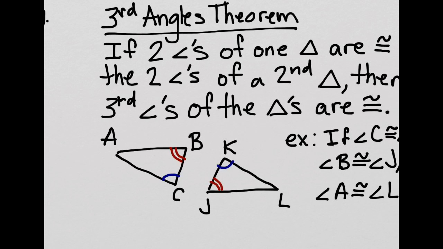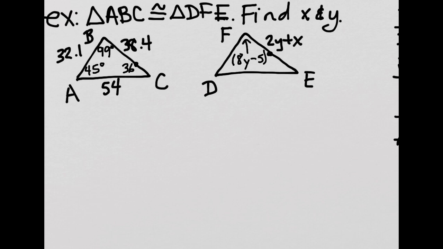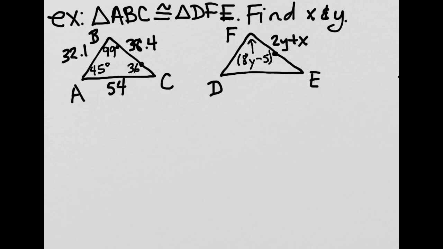Alright, and then let's look at one example. This is similar to your next 4 problems in your homework, I believe it's like 13 through 16 or something like that. So we are told in the instructions that triangle ABC is congruent to triangle DFE. And then we want to use that information to find X and Y.